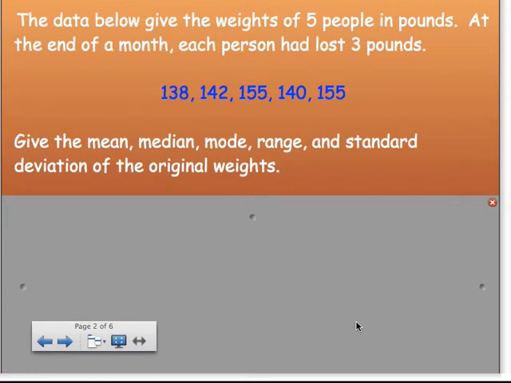What I want you to do first is look at the 5 numbers in blue. The 5 numbers in blue are the weights of 5 people in pounds. At the end of the month, each person had lost 3 pounds. These 5 blue numbers are the weights of the people before they lost the 3 pounds. I want you to find the mean, median, mode, range, and standard deviation of these original weights. Feel free to pause for a second while you do that.